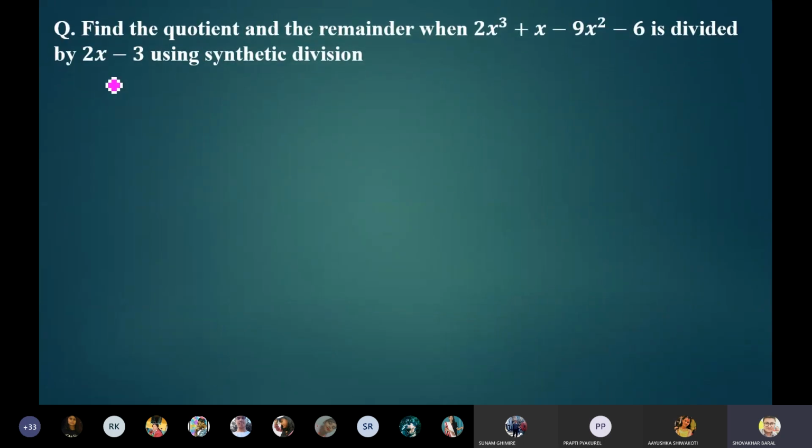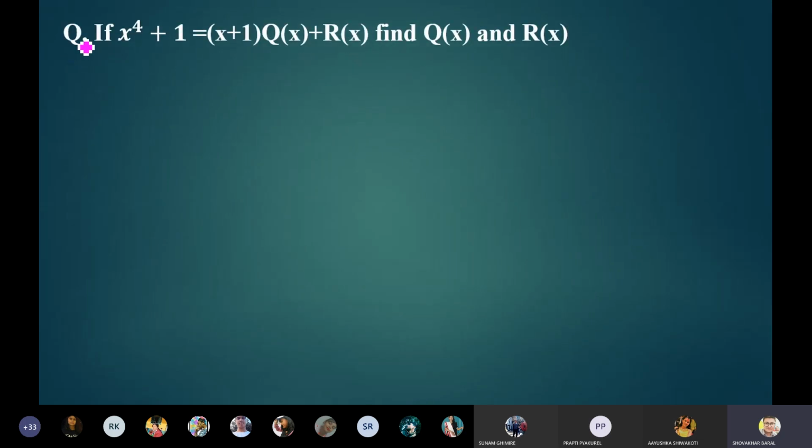I'll discuss one more example. If you can solve it on your own, then you can do it yourself. Before solving this, let me do another question first. x power 4 plus 1 is equal to x plus 1 times q of x plus r of x. This is the division algorithm we discussed earlier in the remainder theorem. The dividend equals divisor times quotient plus remainder. Let me solve this one for you.